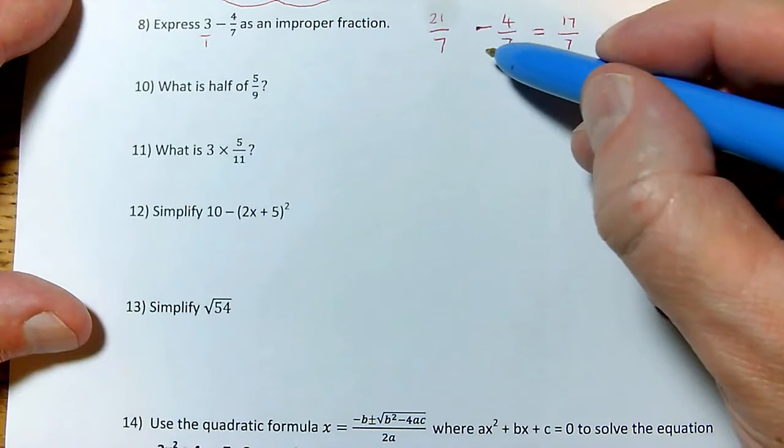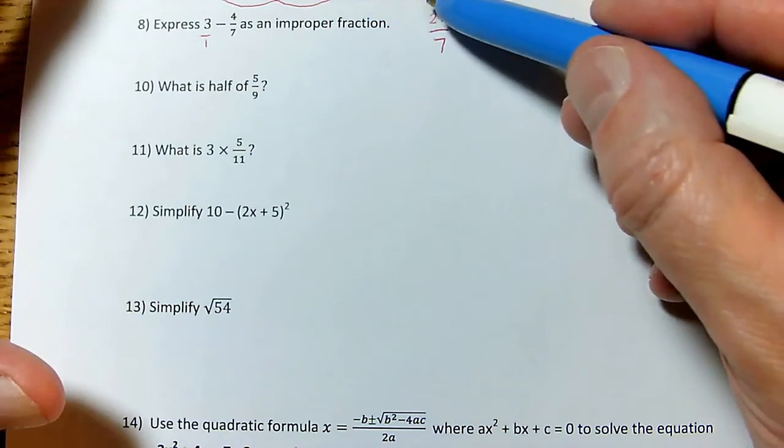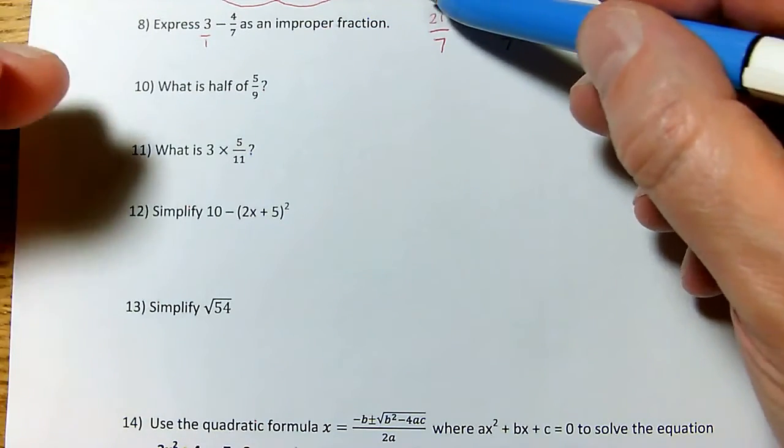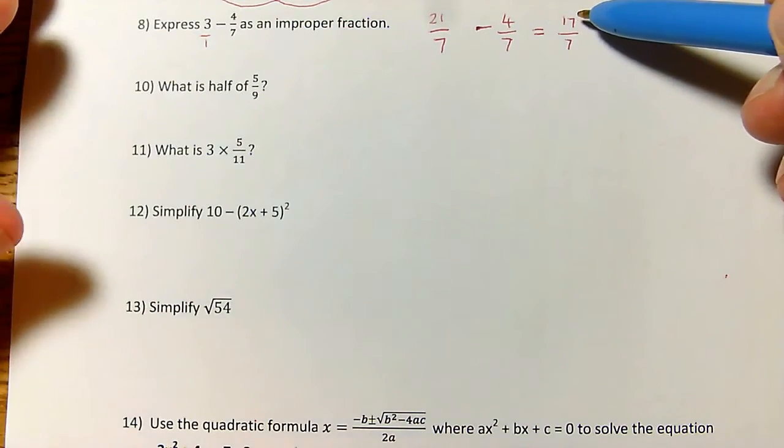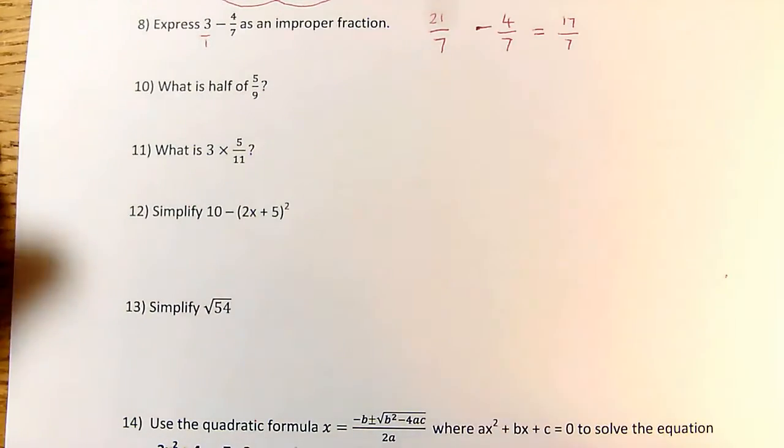So once you've got the same denominator, you can now just look at the numerators and say, I've got 21 of those sevenths, take away 4 of them, which will be 21 minus 4 is the 17 over 7. Hope that helps.